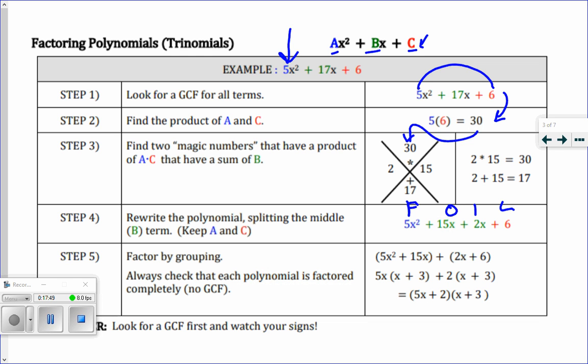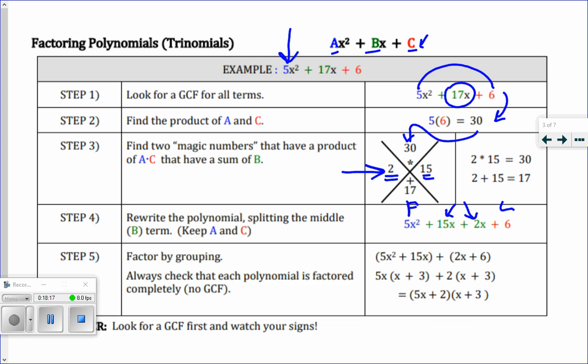And when I find those 2 magic numbers, 2 and 15, what I'm going to do is take that 17x that was in the middle and break it up. Remember how we always used to combine the middle terms? We're uncombining that middle term. We're going to take those 17x's that got combined and uncombine them back to the 2x and the 15x. We're going to separate them back out.